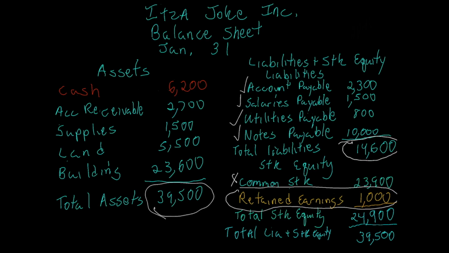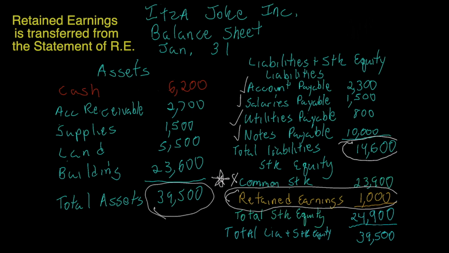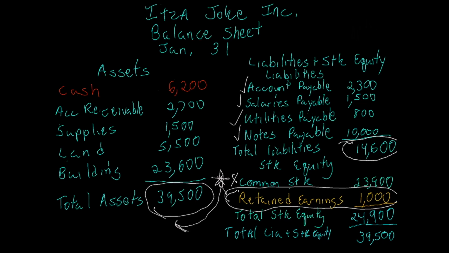Does that $1,000 look familiar, gang? It should. Why? Because as we said and as we already noted, we're going to transfer our ending balance from our statement of retained earnings to the balance sheet. So this is where it lies, right here. This retained earnings, $1,000, represents our new ending balance from the statement of retained earnings. So everything connects, gang. And that's exactly what I told you guys from day one. That's what makes accounting so beautiful.